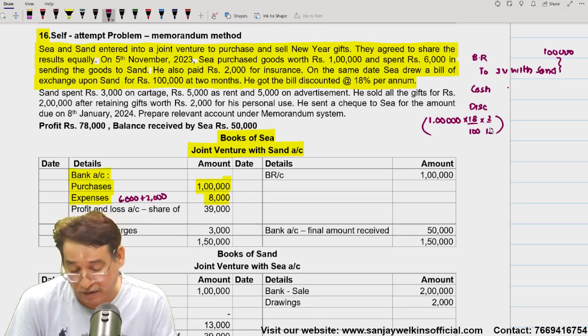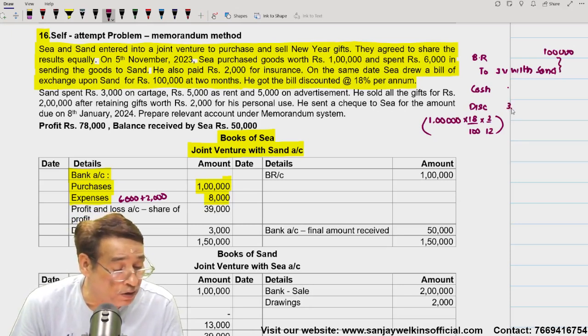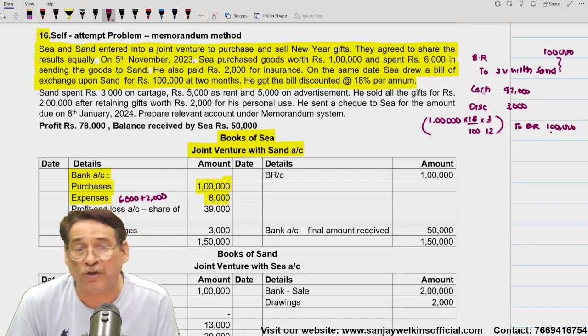So 1 lakh into 18% into 2 divided by 12. So 3000 is the discount. So we will receive 97,000 and 2 BR. But this entry will not be posted anywhere because we are not preparing the cash account.